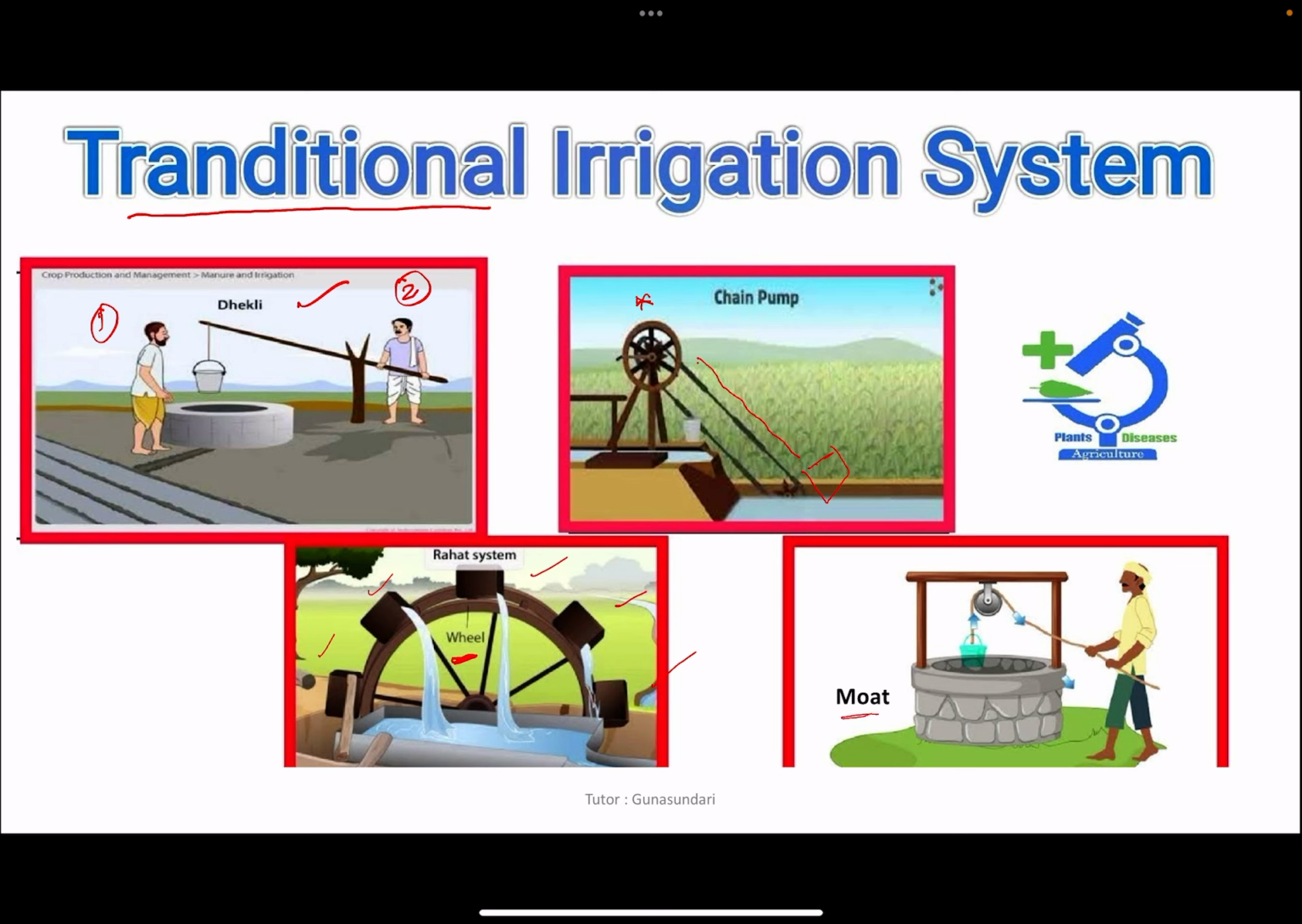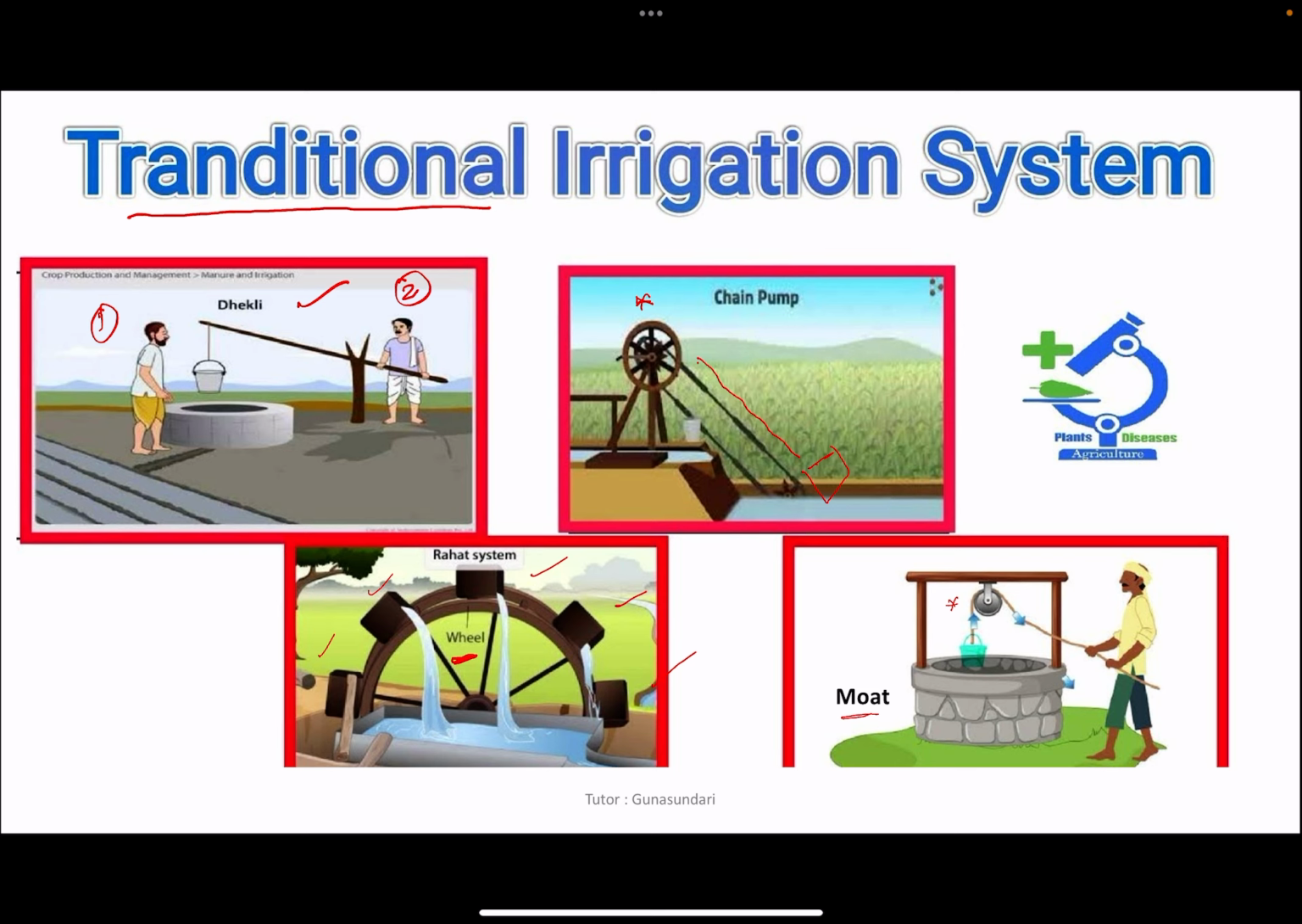Here also a pulley-like thing is there, as in the chain pump. But here a person holds the bucket and moves it inside and outside the well, and he can collect the water when the pulley rolls.